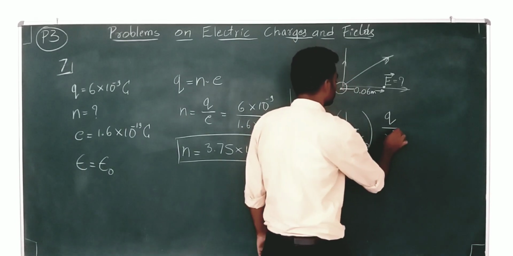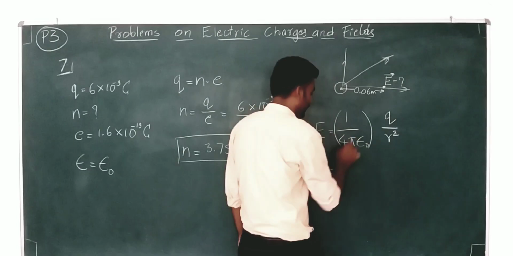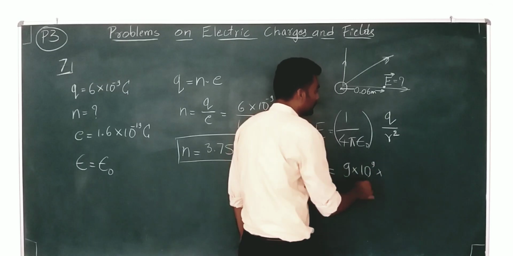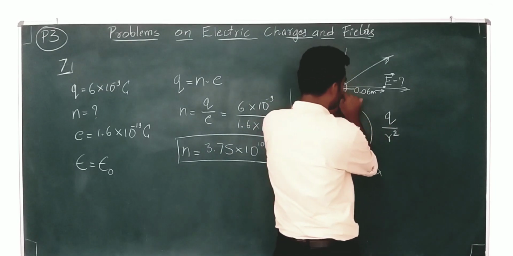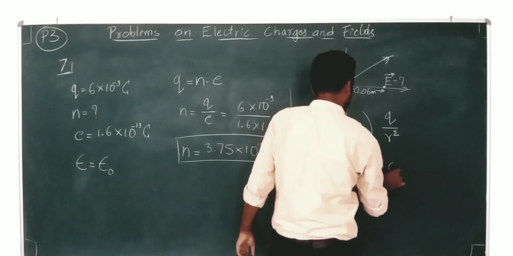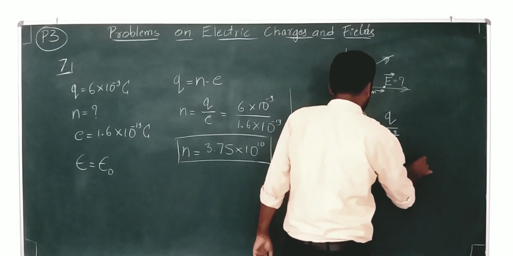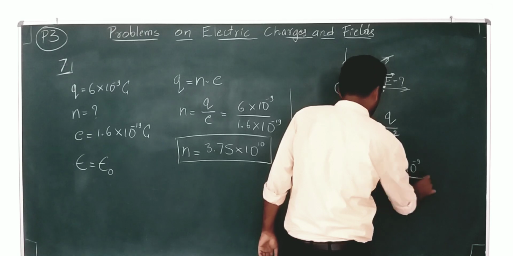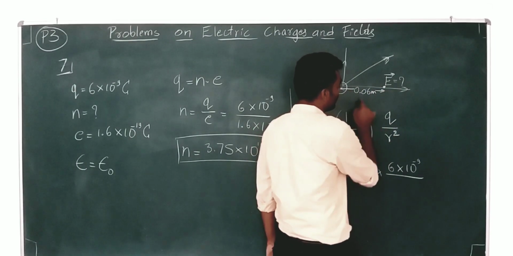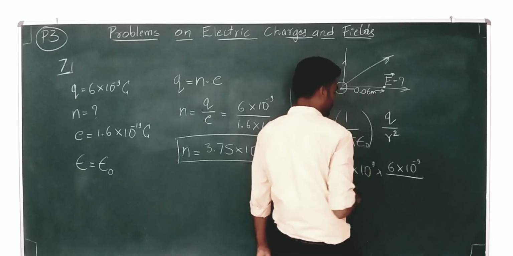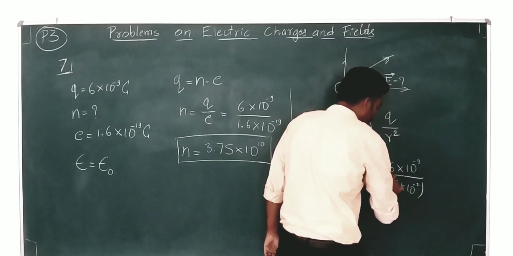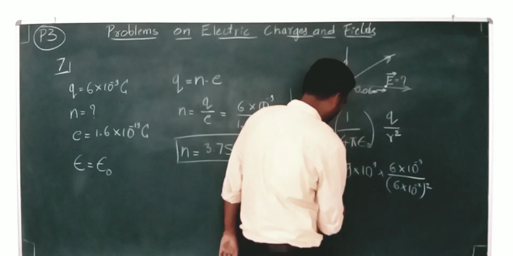Now 1 by 4 pi epsilon naught is 9 into 10 to the power of 9, into the charge, which is this, and the distance is this. The charge is 6 into 10 to the power of minus 9 coulomb, and the distance from here to here is 0.06 meter, which I can write as 6 into 10 to the power of minus 2, whole squared. Simplify this using the calculator.